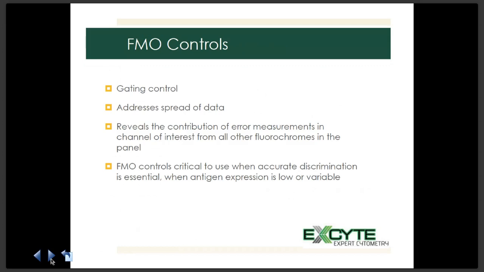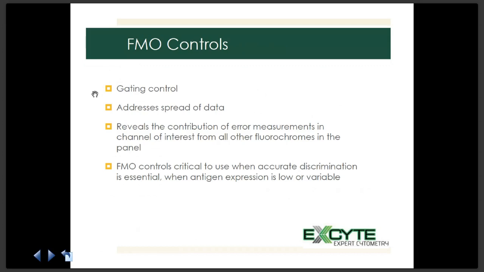So you can ask, what should I use instead? How do I set positivity? Well, one control that you should use is the FMO control, the fluorescence minus one control. This is a true gating control. It identifies and addresses the spread of the data. What it's going to do is reveal the contribution of error in the measurements in the channel of interest from all the other fluorochromes in the panel. The use of the fluorescence minus one control is essential when you're looking for accurate discrimination of rare events, when antigen expression is low or variable, when you're looking for the emergent appearance of an antigen, such as an activation marker.